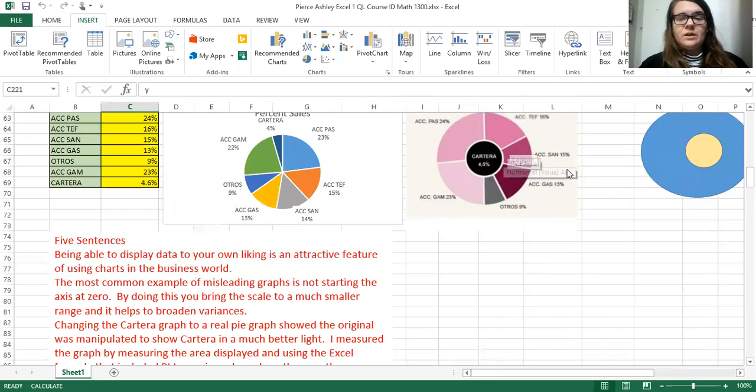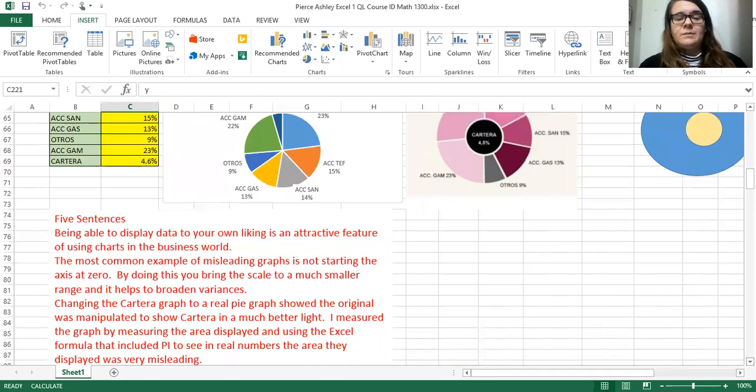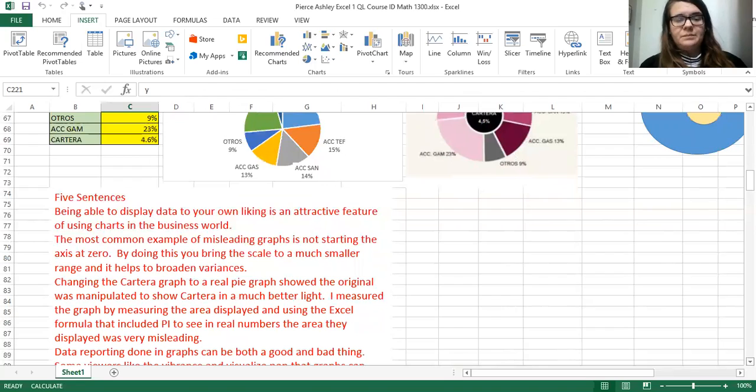So changing the Katera graph to a real pie graph showed the original was manipulated to show Katera in a much better light, as you can see there. I measured the graph by measuring the area displayed and using the Excel formula that entered pi to see in real numbers that the area displayed was misleading.